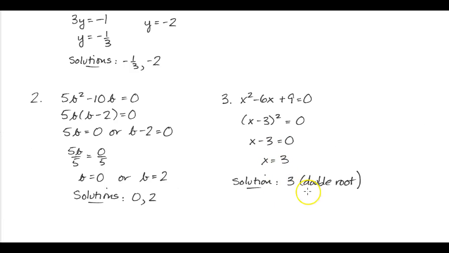Now I call 3 a double root because I have 2 factors of x minus 3, and 3 is a root in each factor. So what is happening here is when we have a squared factor like this, we get a double root for the equation. And we'll come back and talk about this idea later when we talk more about solving equations and when we have quadratic functions, things like that. So I like to write, if I have a squared factor, I like to say that I get a double root.